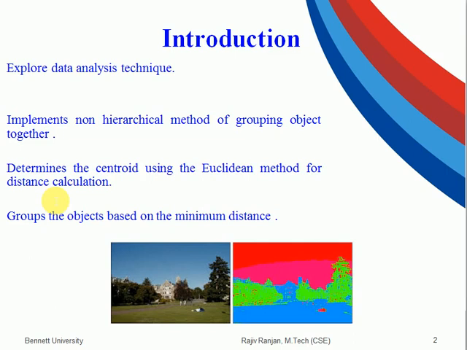So here it just has to calculate the centroid value, and for that it uses the Euclidean method for calculating distance between them. And last, it groups the objects based on the minimum distance. So whatever the minimum distance, the object will be part of that cluster which is at the minimum distance from it, right?